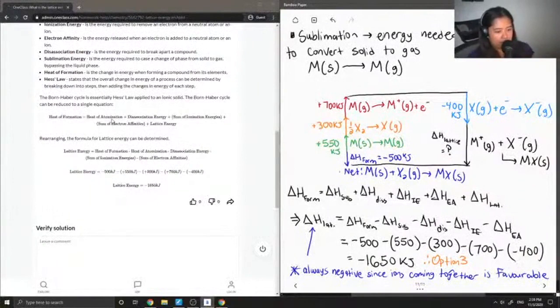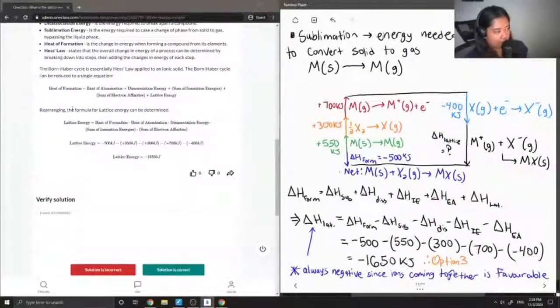atomize one of the gases, I believe. Dissociation energy, so that's breaking apart the halide, plus the sum of ionization energies, plus the sum of electron affinities, plus lattice energy. Oh, okay. So heat of atomization is the same thing as sublimation.